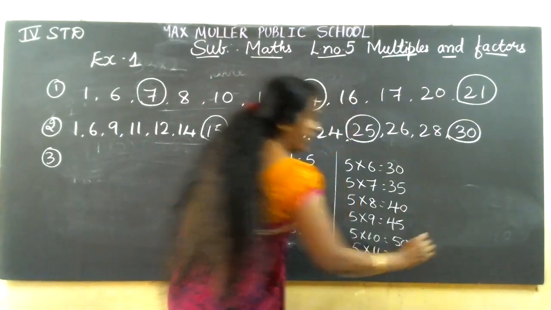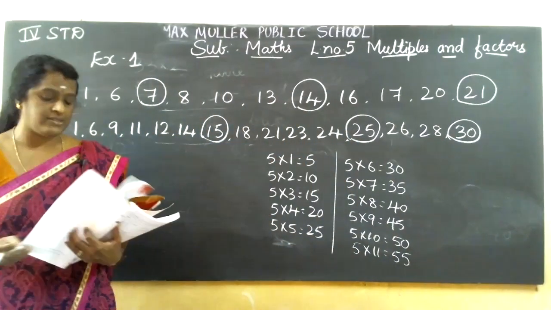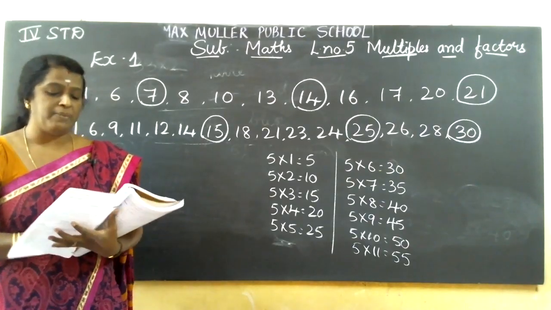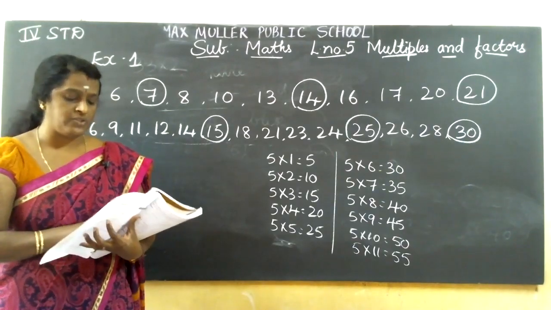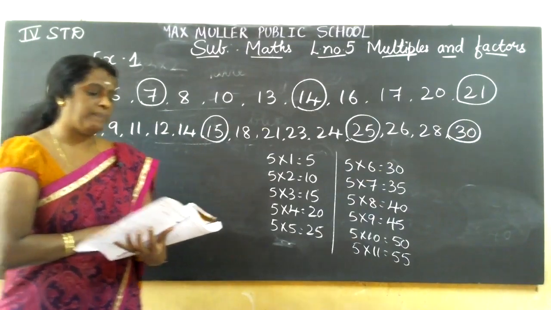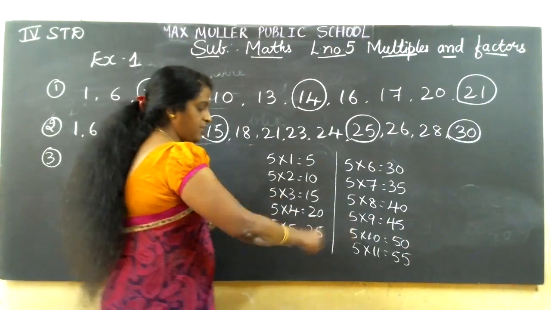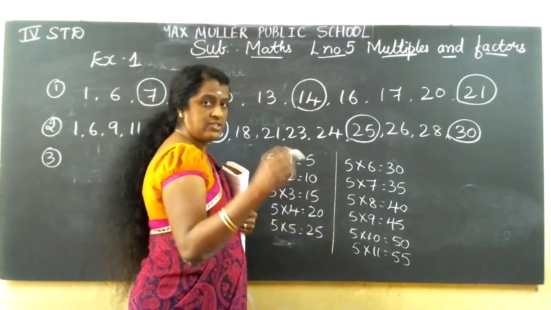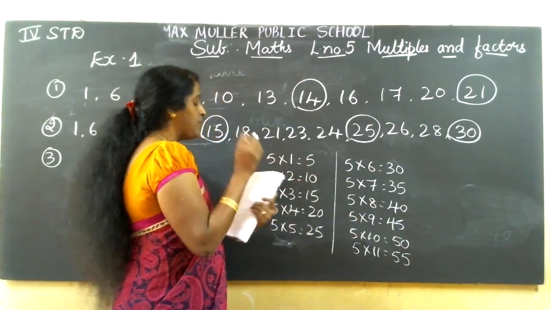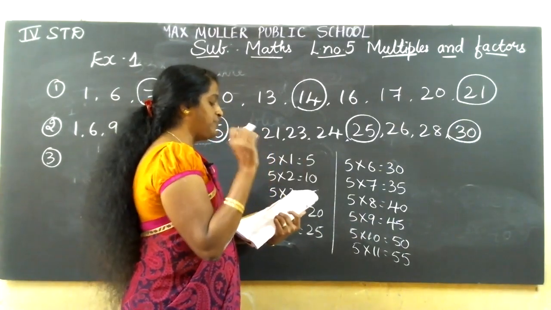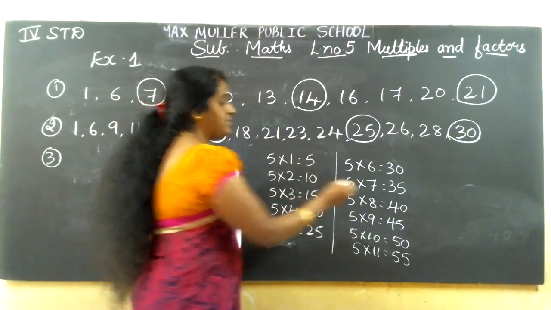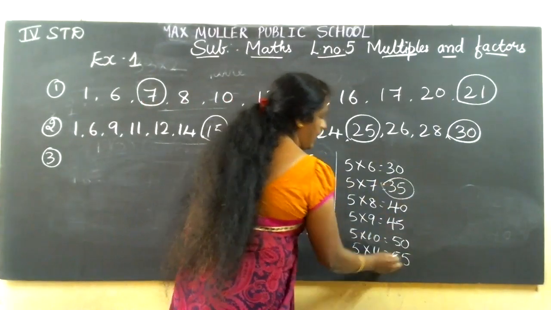There is no end to multiples. I told you, there is no end at all. Multiplication means multiplying by all the numbers, so you can keep multiplying; there is no end to this. So 5 elevens are 55, 5 twelves are 60, 5 thirteens are 65.